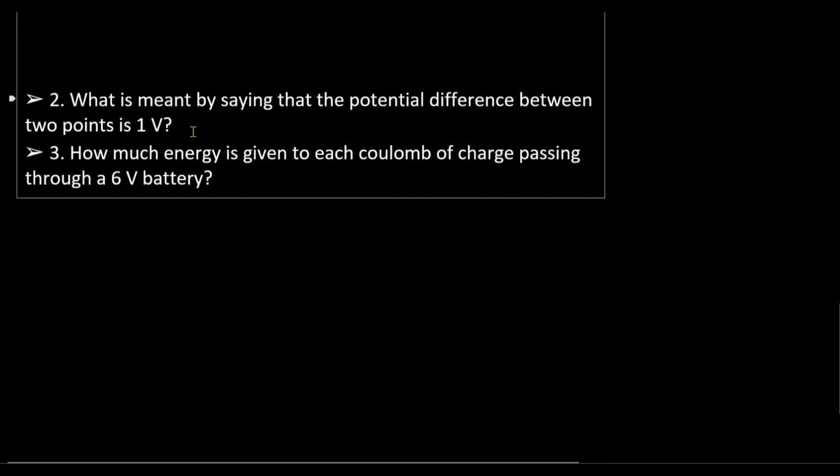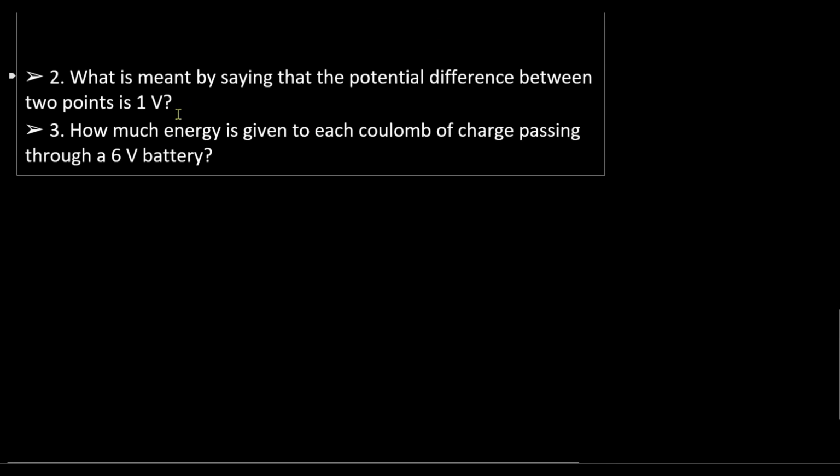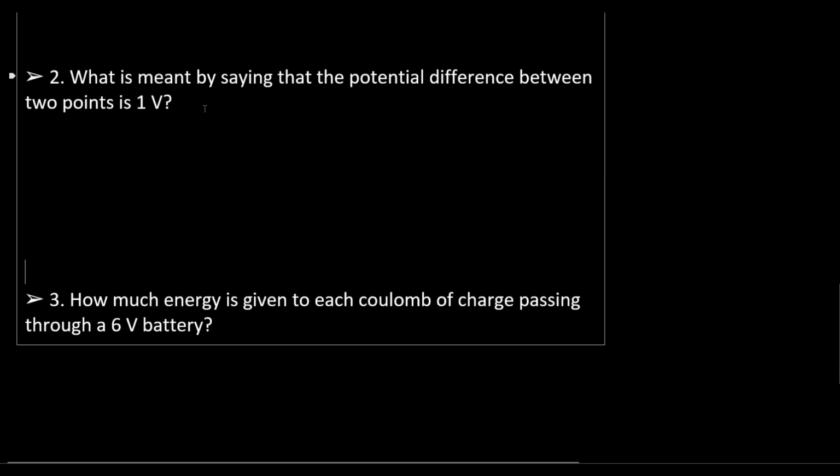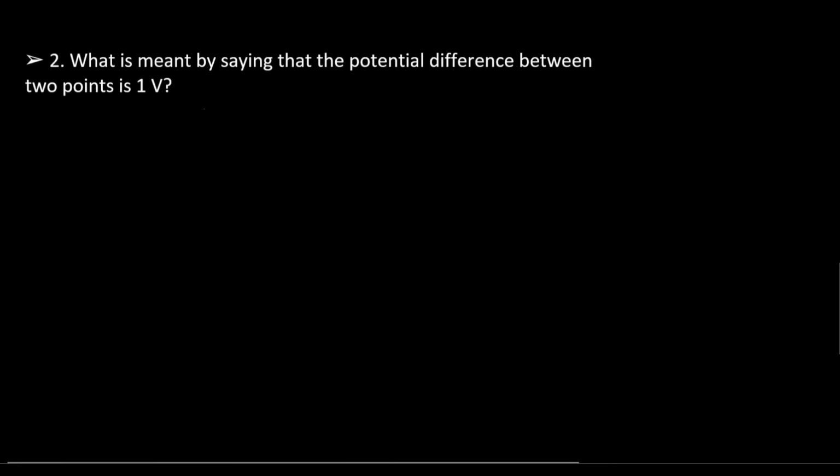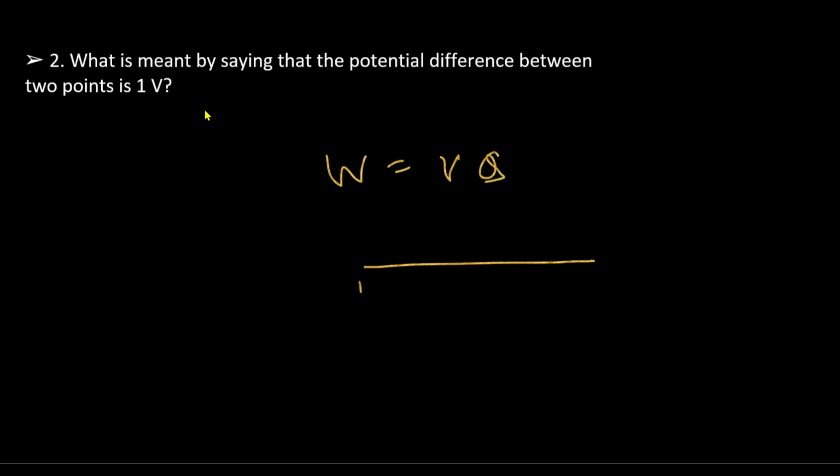Now moving to the next question here, as you can see we are now on the next question. In this question, what is meant by the potential difference between 2 points is 1 volt? So let's use the formula. W is equal to VQ. Now I take 2 points, say P and Q, and we have to figure out what is 1 volt. So let's isolate V from here. V is equal to W over Q.